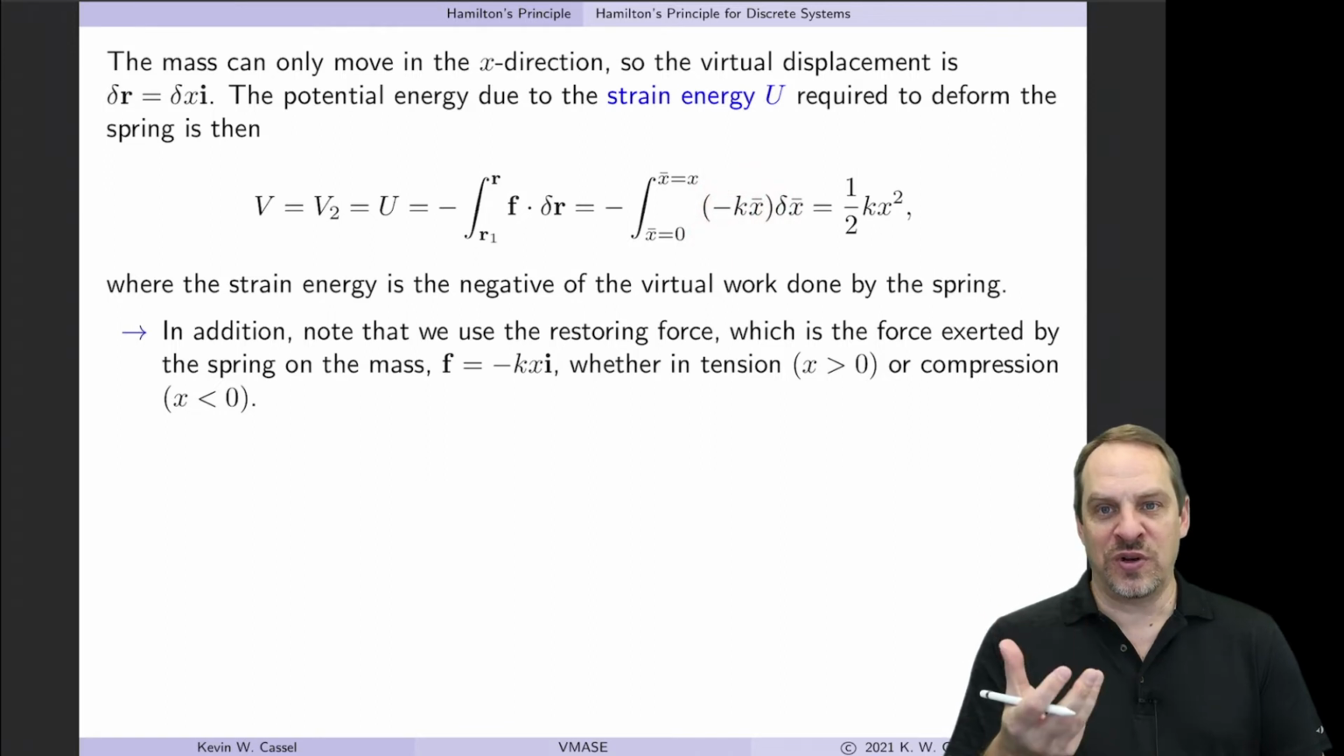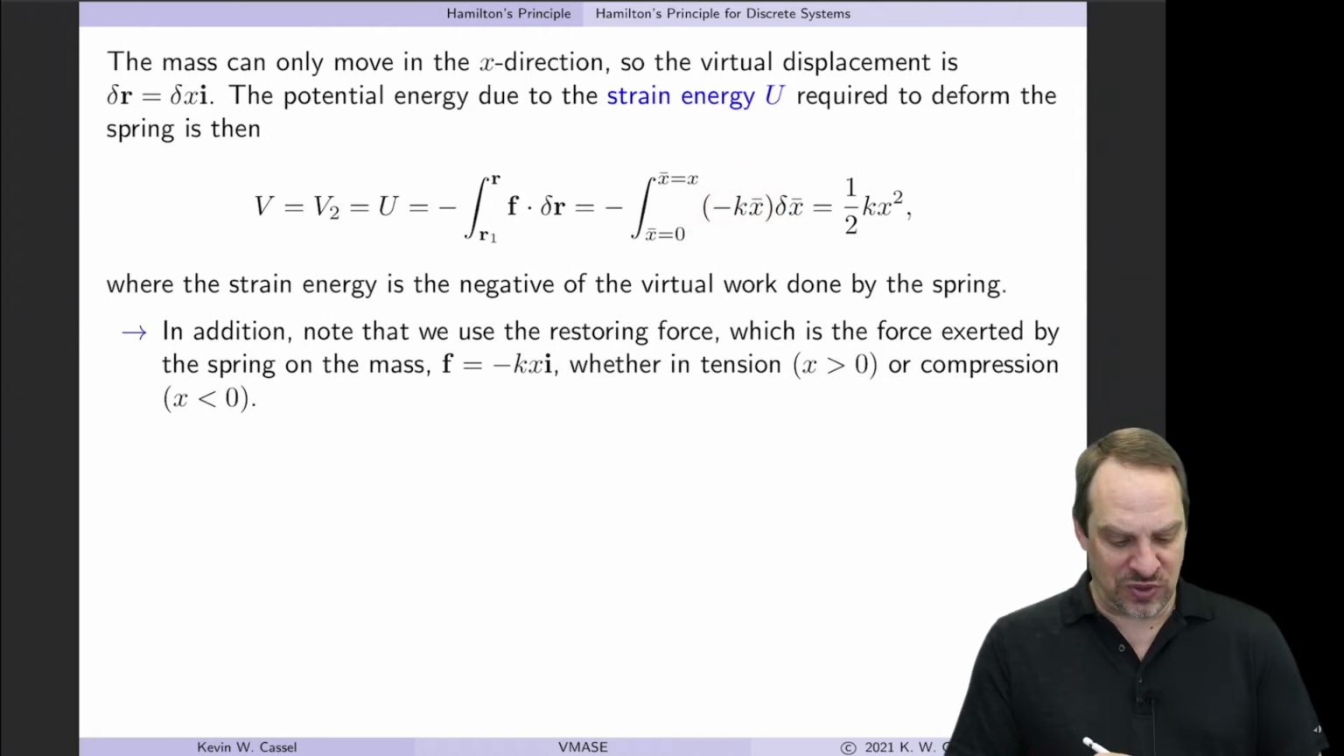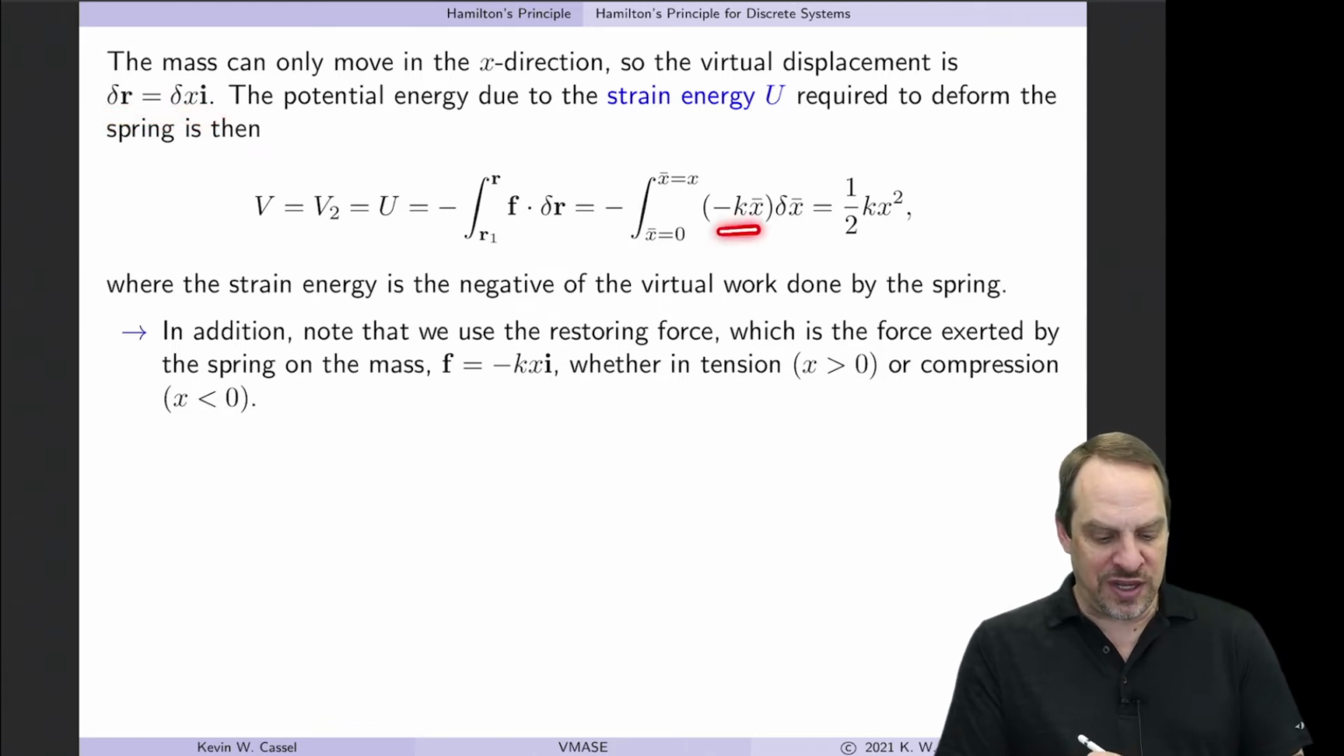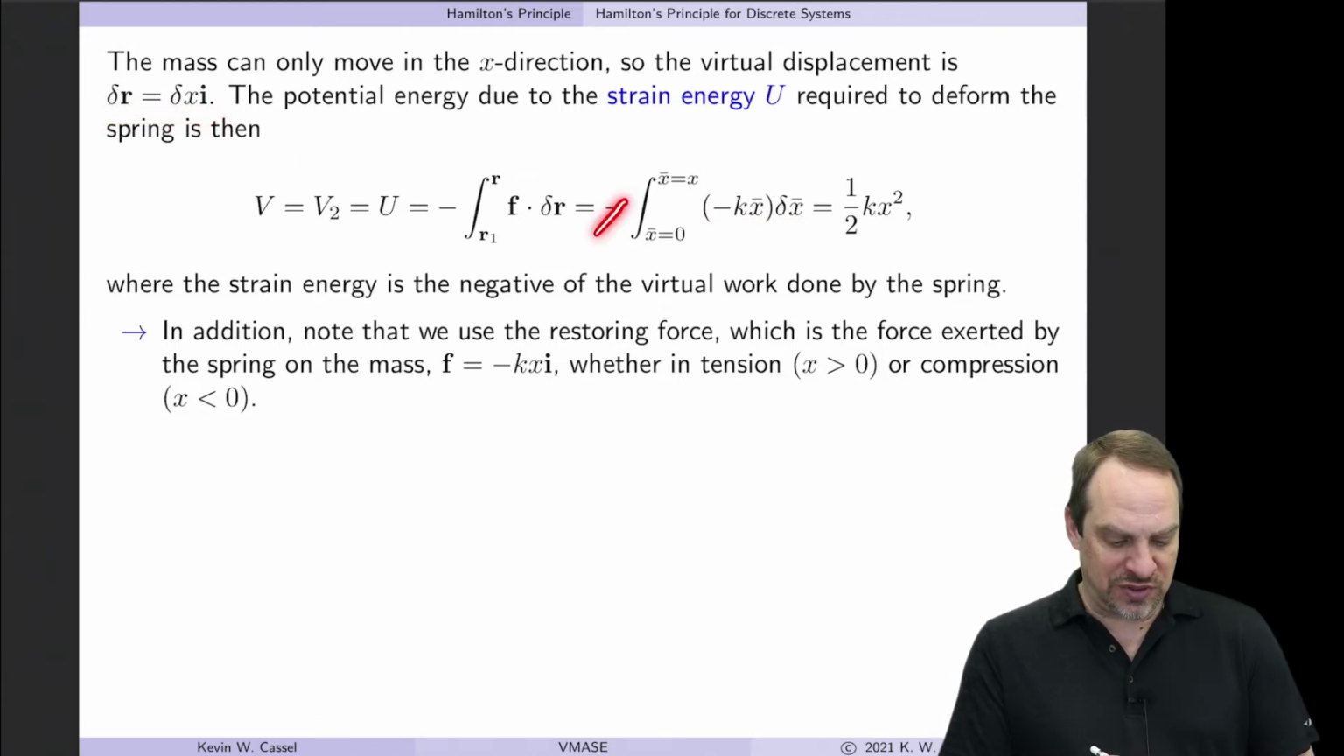So that's the restoring force of the spring, which is always the negative of the spring constant times the elongation of the spring, which is x. Delta r is just delta x i. It can only move in the x direction. The negatives cancel. k is a constant, bring that out front.